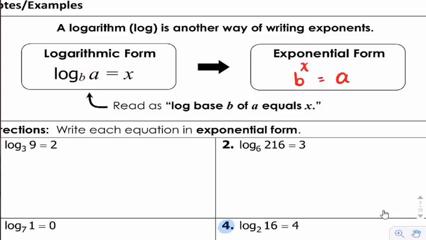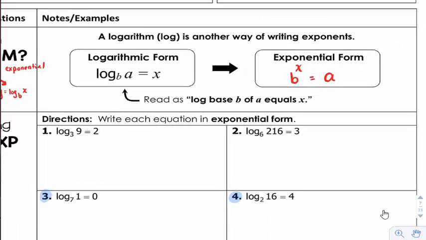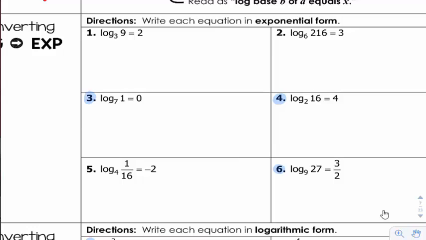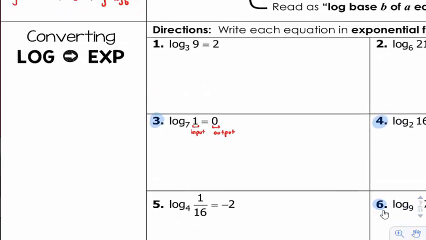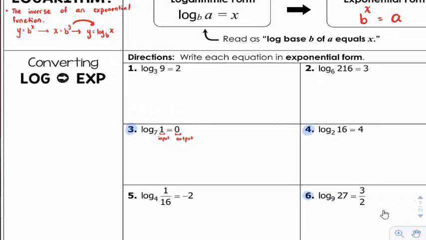So again, the input and outputs switch places. So what we're going to do is practice a couple of these, and I'm going to keep repeating that same idea, that thought process. So when I come down to number 3, we're going to do this again. I want you to look at this logarithm and notice this 1 is your input. This 0 is your output. I want you to write this, you can see the directions. We're going to convert these to exponential form.